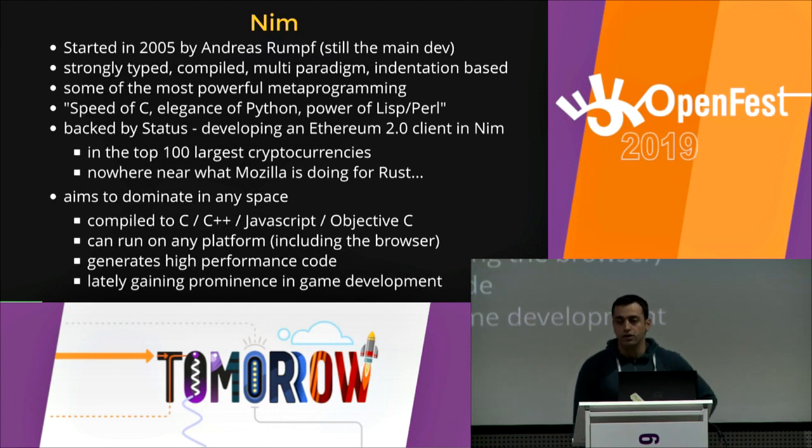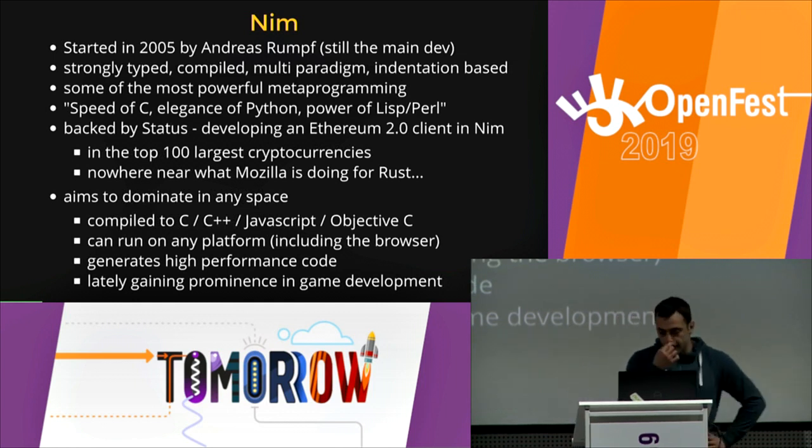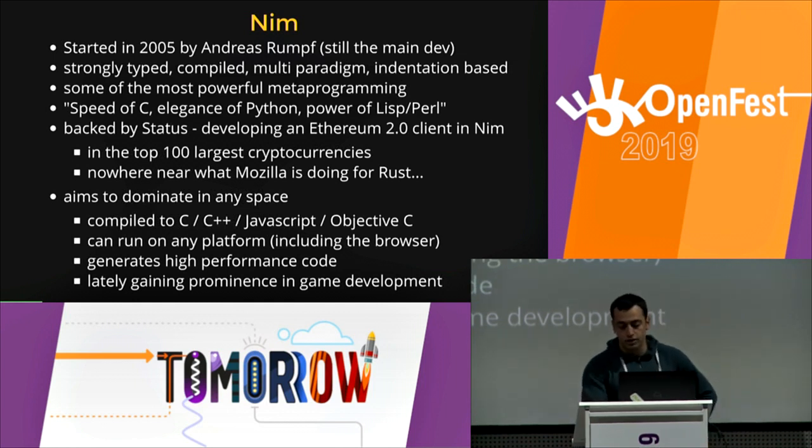It's currently backed by only one sort of big organization, one of the top 100 cryptocurrencies. And it really aims to dominate the space in programming languages. Because it compiles to C, C++, JavaScript, Objective-C, it can basically run on any platform. And lately, it has been gaining prominence in game development.